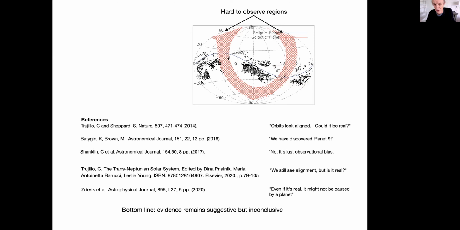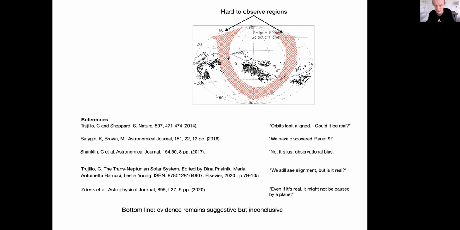Now, I don't have a really strong opinion one way or the other. I'm sure that there's not compelling evidence for a planet yet, but there could be a planet. There's certainly room for a planet out there. I will just summarize the results of some papers. So Chad and Scott in 2014 said, hey, the objects look aligned. Could that alignment be real? So they were cognizant of small number statistics and they were cognizant of observational bias effects.